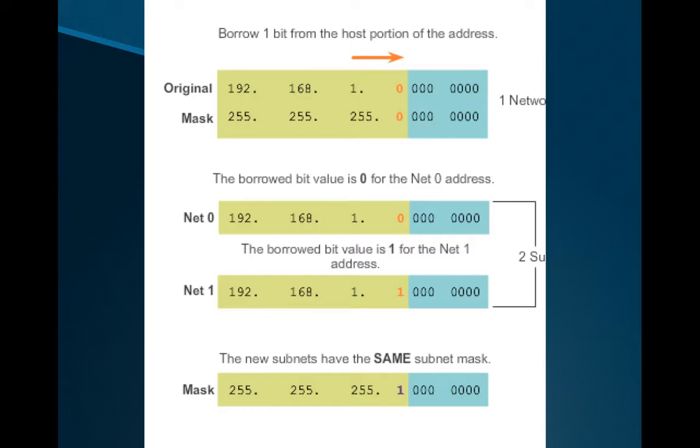Since we borrowed one bit from the host address, we are now left with only 7 bits. We can calculate the number of hosts we can manage by using 2 to the power of n, where n is the number of bits left. In this case, it will be 2 to the power of 7, which gives us 128 addresses for the hosts. But the first address will be for the network address.